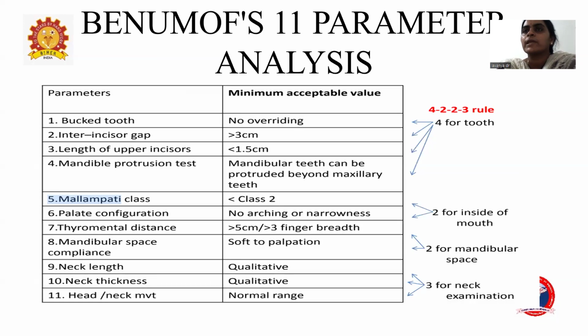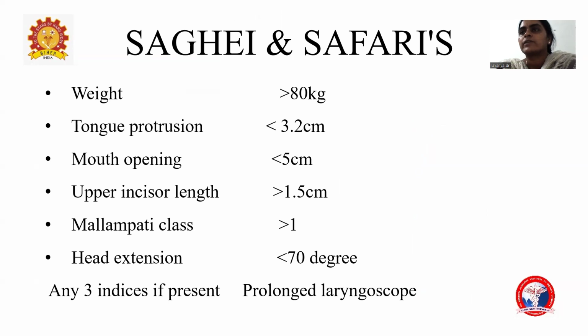We use Vemo's 11 parameter analysis, where the 11 parameters are the buccal tooth, interincisional gap, length of upper incisors, mandibular proportion test, Mallampati class, palate configuration, gyromental distance, mandibular space compliance, neck length, neck thickness, head and neck movement. So all have minimal acceptable values given. For all, 4 for inside the mouth, 2 for mandibular space, and 3 for neck examination. So 4, 2, 3.